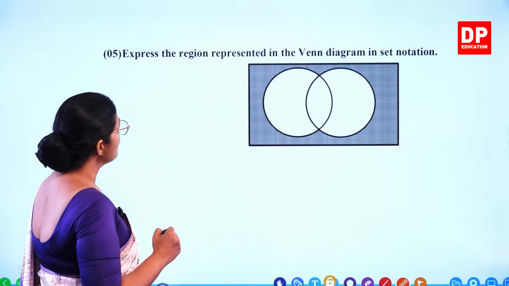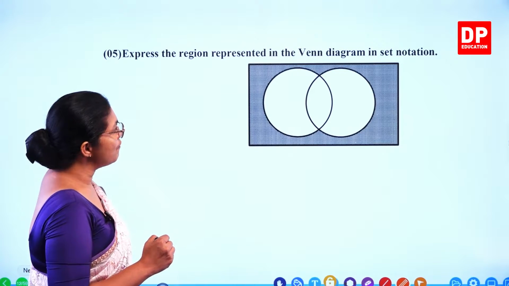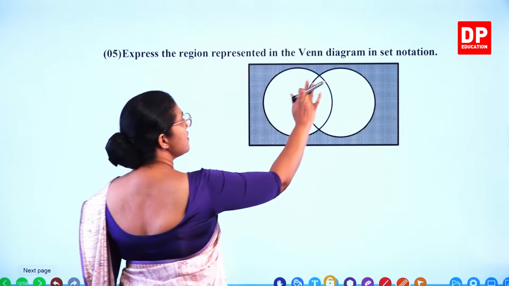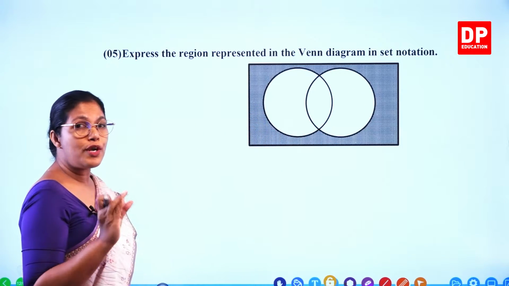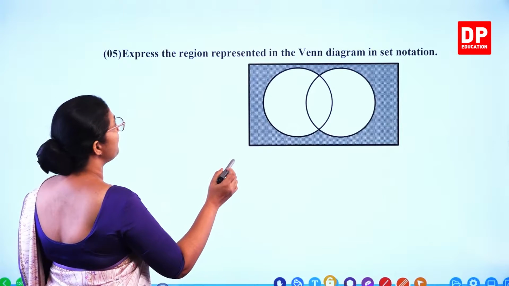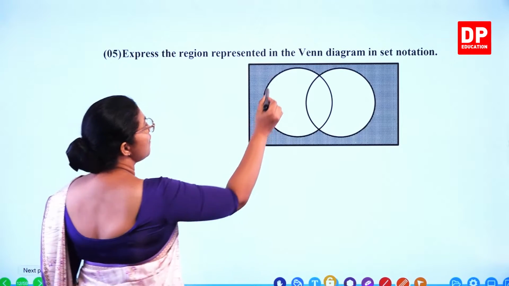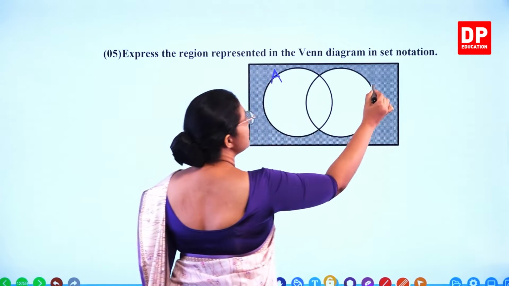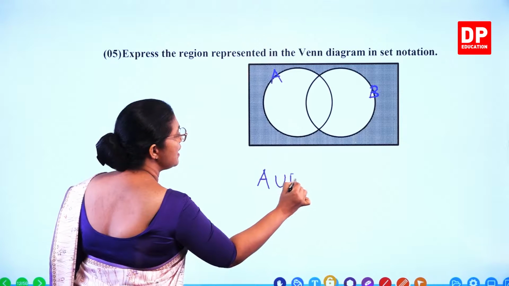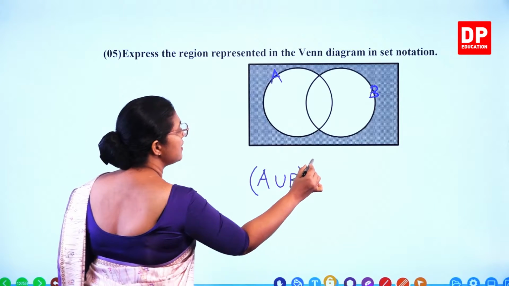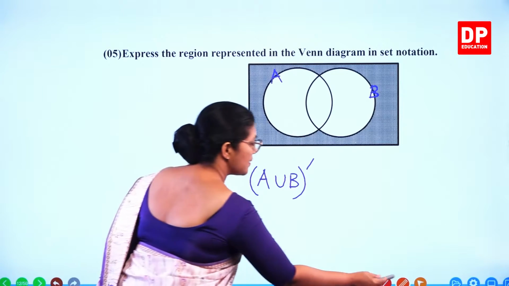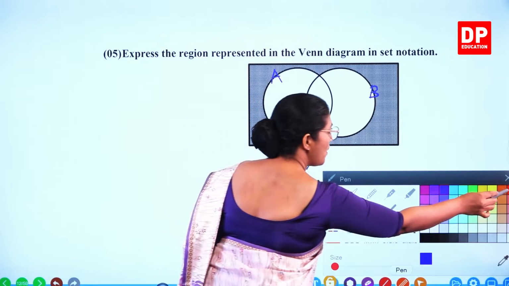Question number 5. Express the region represented in the Venn diagram in set notation. So here this is inside. Inside is union. This is shaded outside. So you can write, if this is A and this is B, you can write A union B, whole thing dash, because it's outside the two circles. So you get 2 marks for that.